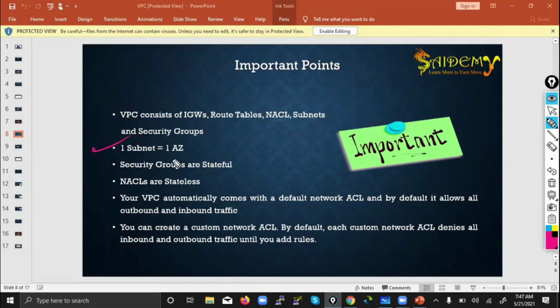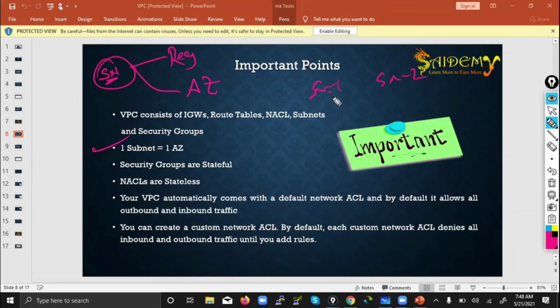Next, one subnet is equal to one availability zone. First of all, just give me the simple answer. When I say subnet, is subnet regional specific or availability zone specific? Availability. Any other? What is region based, VPC or subnet? VPC is region based. Inside VPC, what are we creating? Subnets. Subnet 1, subnet 2 we are creating.